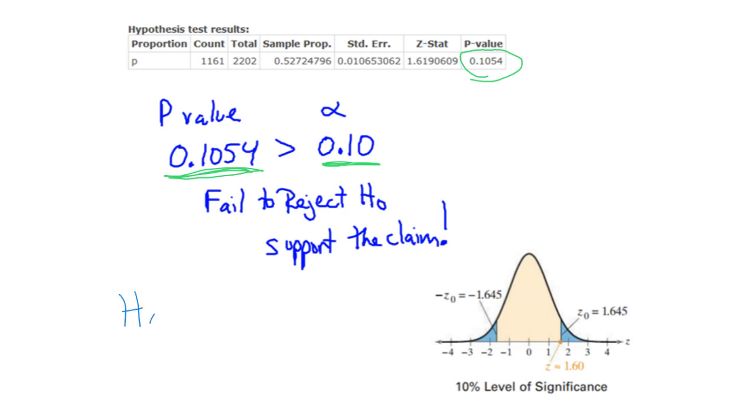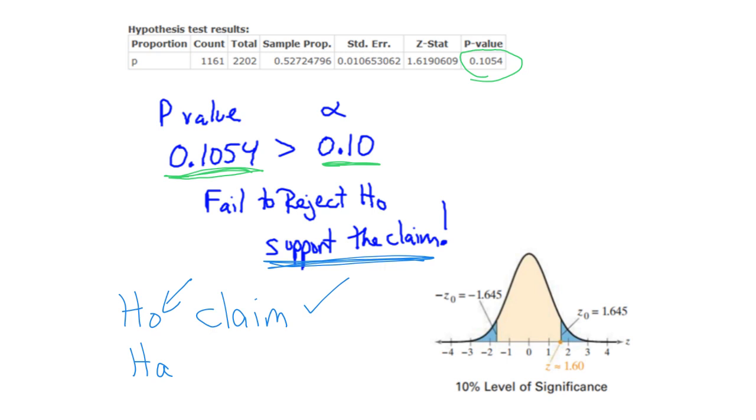Now, once we decide if we're going to fail or reject, we always have to go back and see where our claim is. Well, this time our claim is the null hypothesis. So when we fail to reject the null hypothesis, we actually support the claim because the claim is the null hypothesis. If we had rejected the null hypothesis, then we would not be able to support the claim.